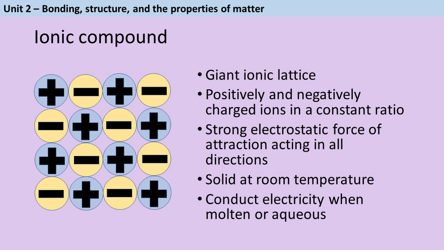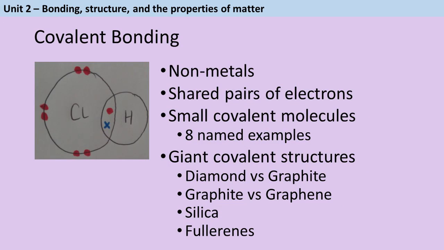But as soon as we melt it by giving it energy, or dissolve it in water so that it's aqueous, then it will be able to conduct electricity. Our third type of bonding is the covalent bonding, and this will occur between pairs of non-metal atoms when they share 1 or more pairs of electrons. It's always pairs. If you've drawn 1 electron on its own in a covalent bond, then something has gone terribly, terribly wrong and you need to look again.